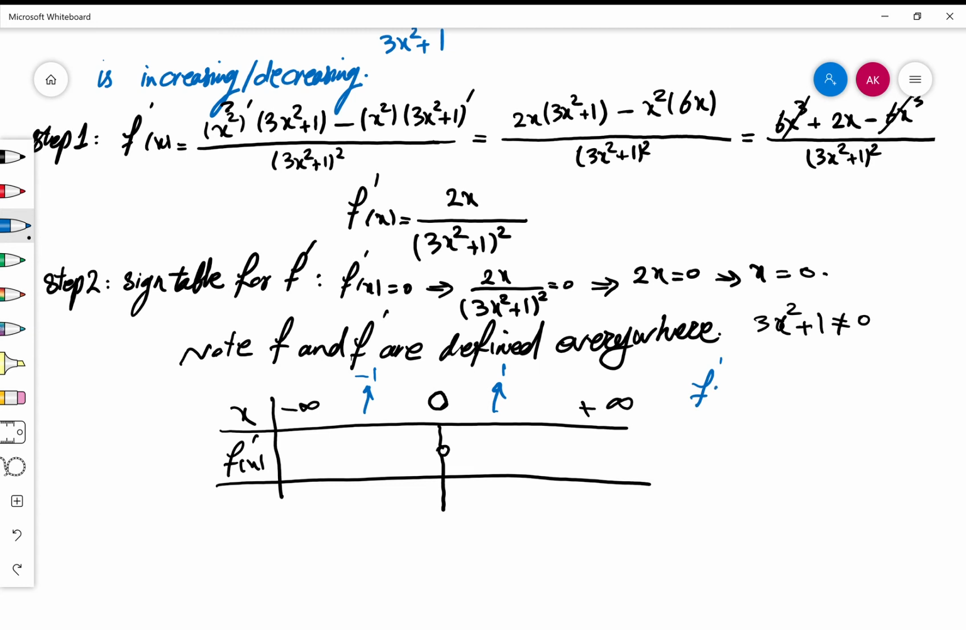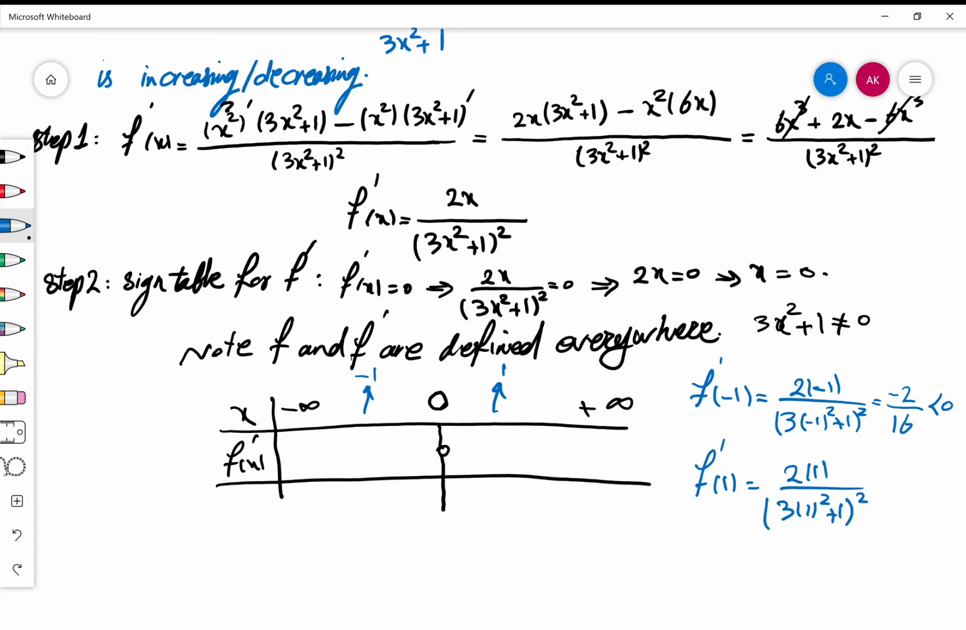F prime at negative 1 is 2 times negative 1 over 3 times negative 1 squared plus 1, squared. You should remember here that the denominator is squared, so it's always going to be positive. The numerator is what will give us the sign. So here it will give me negative 2 over 4 squared, which is 16. This is a negative number. And f prime at 1 is 2 times 1 over 3 times 1 squared plus 1, squared. This is just a positive number.